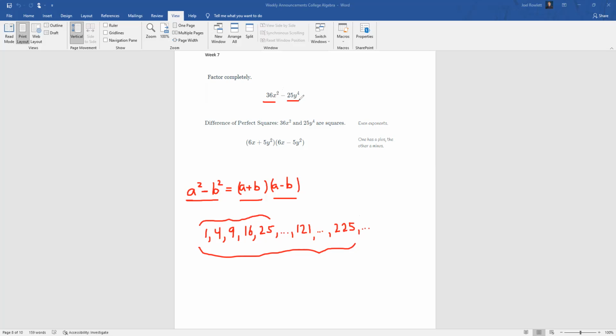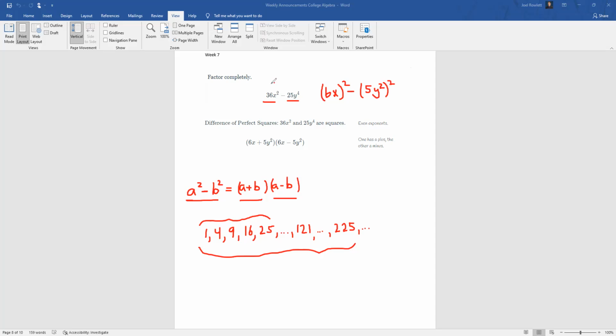Now, this one is not as straightforward when you first look at it. But if you think about it, isn't 36x squared really the same thing as 6x times 6x, or (6x) squared? And if you look at 25y to the power of 4, isn't that the same thing as (5y squared) squared? Because 5 squared is 25, and then y squared squared is y to the power of 4.